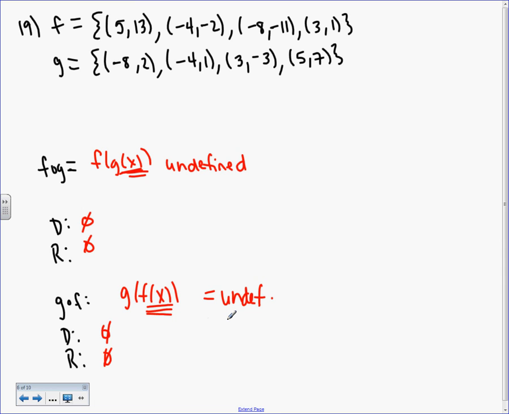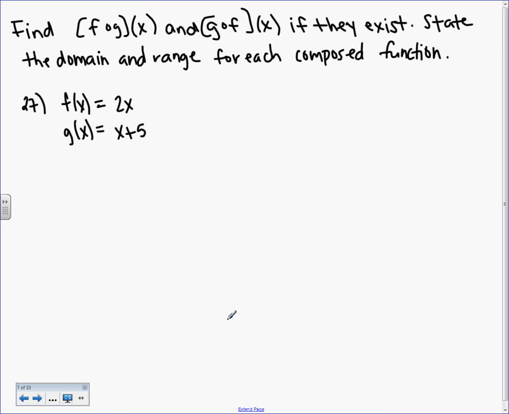Anybody confused on the front page? You sure? Okay, back page. Find f of g and g of f if they exist. State the domain and range for each composed function. So, I'm going to do f of g first. F of g of x. You have to label it or else I don't know what you found. Okay? So it's f of g of x. These are the same thing. I didn't do anything fancy.